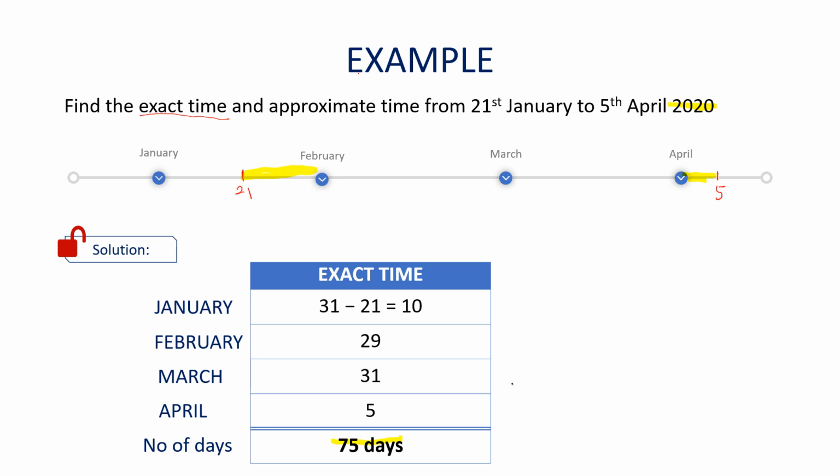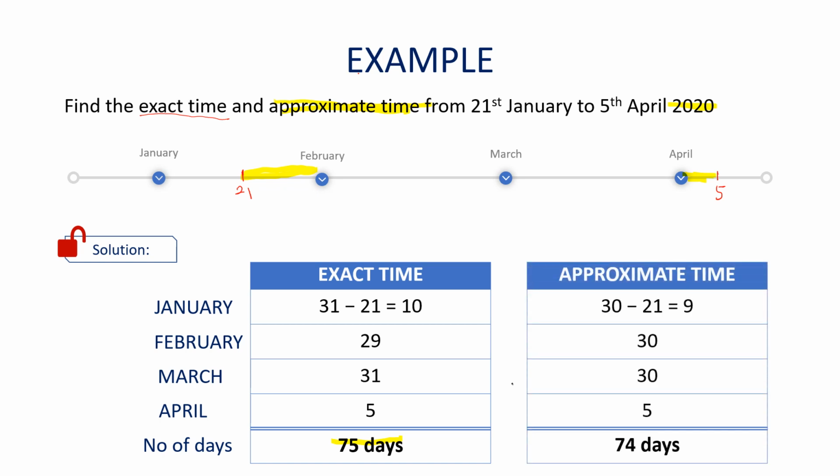Next, for approximate time, we assume every month has 30 days. So in January, 30 minus 21, so it has 9 days. Then February 30, March also 30, and April is equal to 5 days. So the total number of days by using approximate time is 74 days.